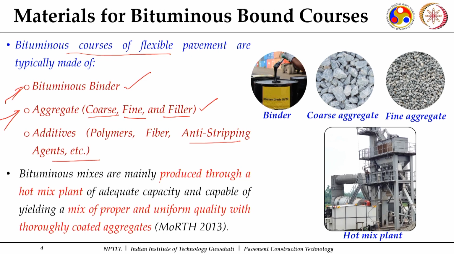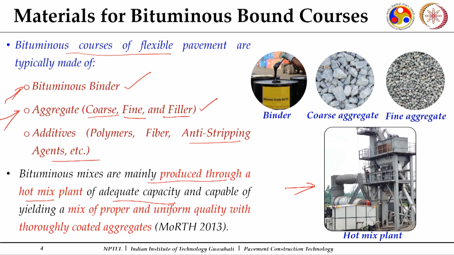Now, how do we produce it? These bituminous mixes are produced at a hot mix plant. Most of the bituminous mixes are produced at a hot mix plant. Certain small works may involve some on-site preparation of some specific category of bituminous mixes. Otherwise, always a hot mix plant is preferred, and we call it a hot mix plant because the production is at higher, elevated temperatures. So, bituminous mixes are mainly produced through a hot mix plant of adequate capacity.